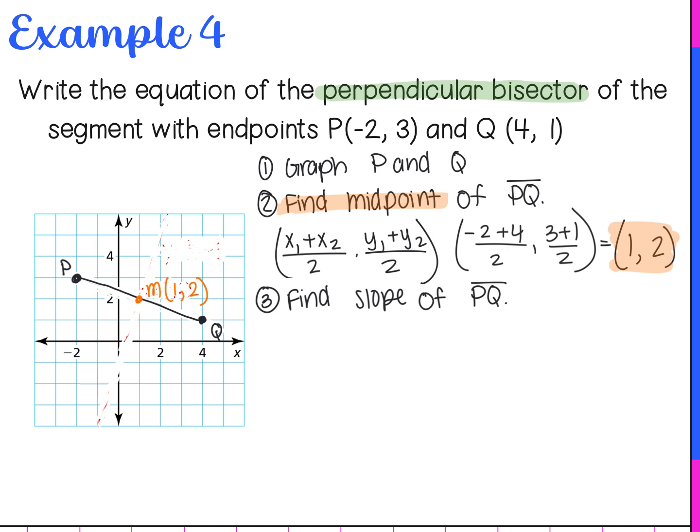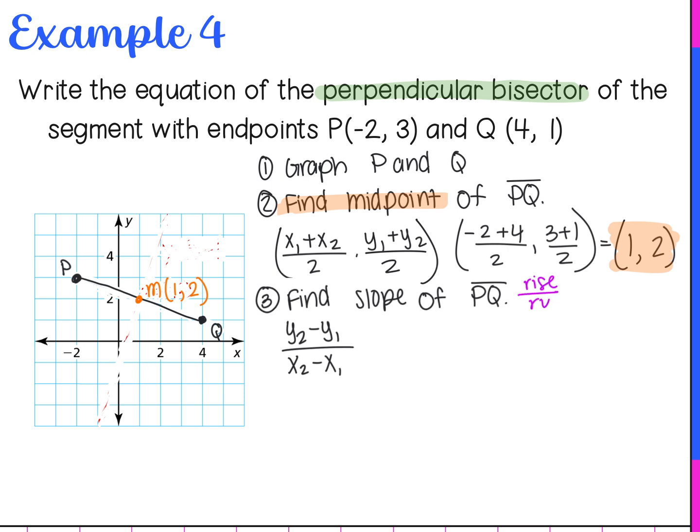y2 minus y1 over x2 minus x1. Good. Okay, that's my slope formula. So I'm going to go ahead and plug it in and solve it. Or you could count. Okay, you guys should know slope is rise over run, if you didn't know.